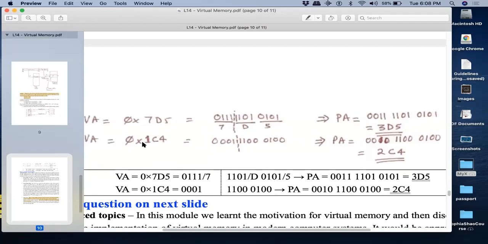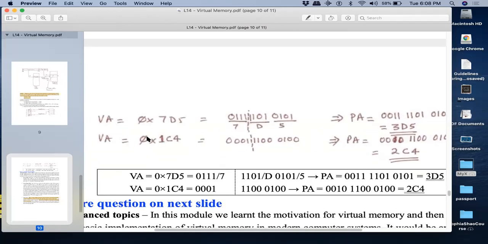So similarly, let's see this other example, which was the B part. 0x1C4. Now try to arrange 1C4 as a binary sequence. So C is what? A, B, C, 10, 12. C is 12. So you will see 1100, right? And 1 is 0001. Now take away the lower 8 bits because those are your byte offset. And look only at the higher 3 bits.